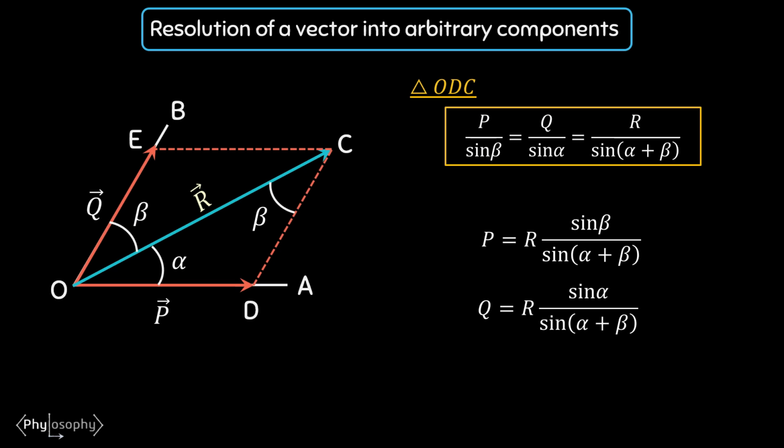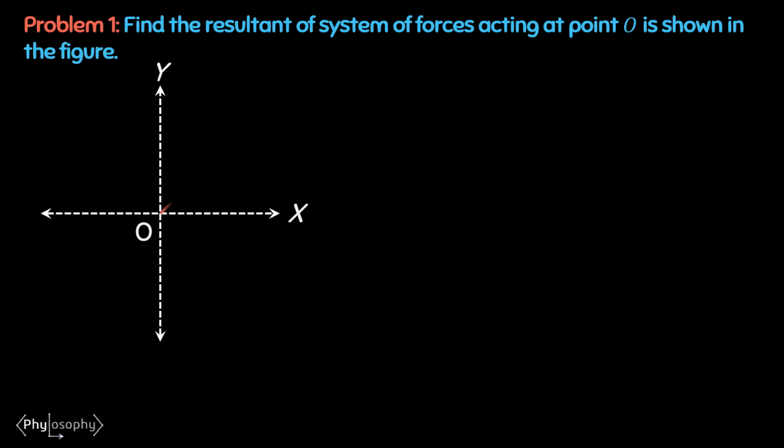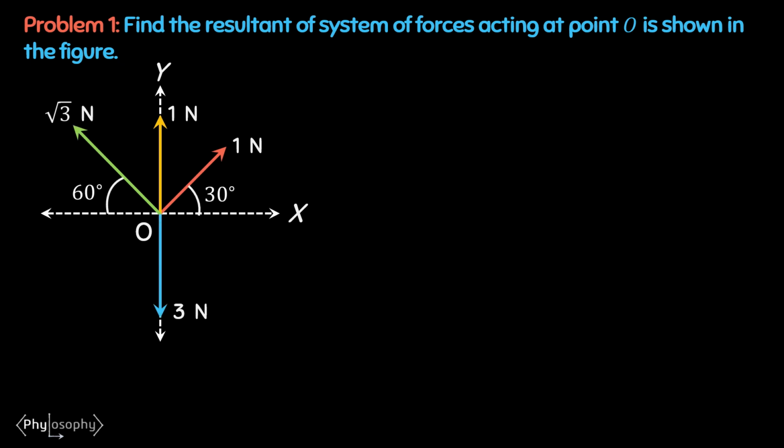Now let us solve a problem. The question is: find the resultant of the system of forces acting at point O as shown in the figure below. In this figure, four forces of magnitudes 1 Newton, 1 Newton, √3 Newton and 3 Newton are acting at point O, and we need to find the resultant force acting at point O.